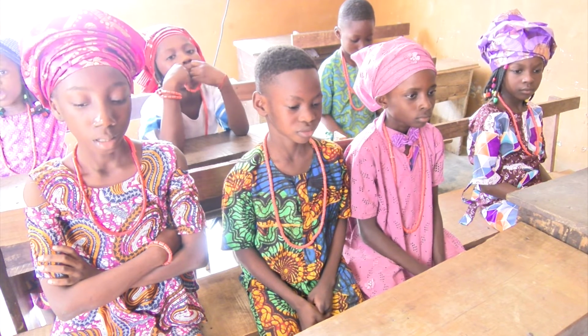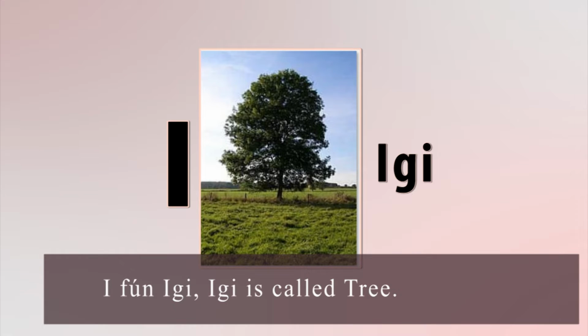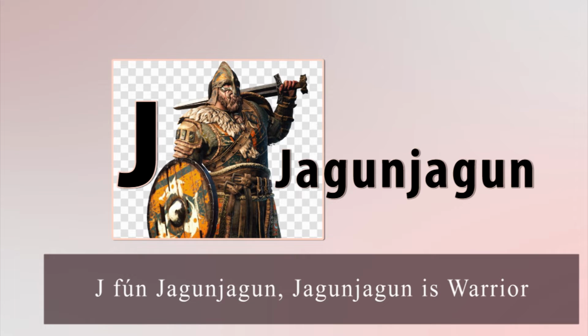I fun unjo. Unjo is known as wrinkles. I fun igi. Igi is called the tree. Ji fun jagun jagun. Jagun jagun is known as warrior.